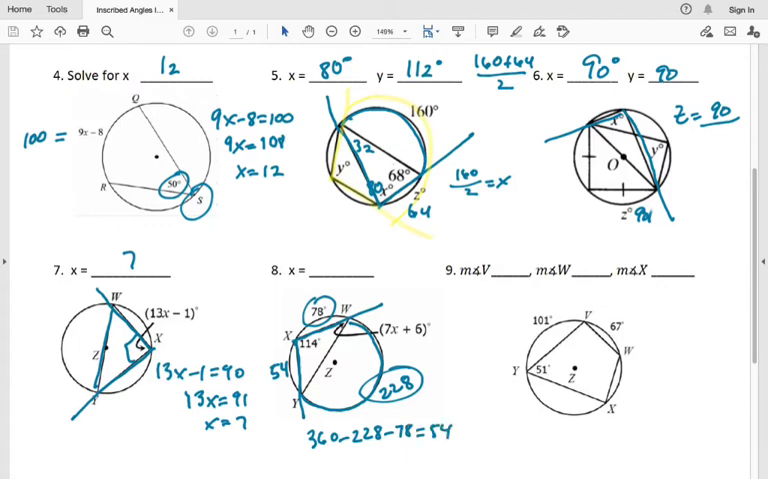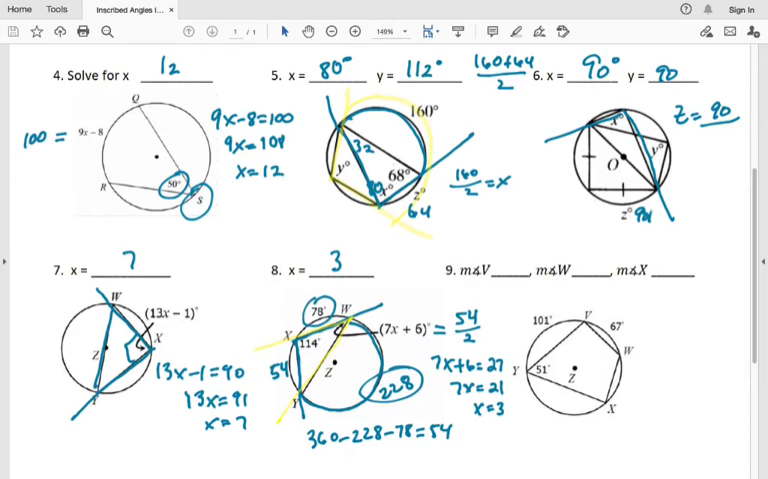And then this angle right here is an inscribed angle that's drawn to that 54. So that means that 7x plus 6 has to equal half as big as that 54. So I'll just write it like that. And now we can solve for that. So 7x plus 6 equals 27. 7x equals 21, so x equals 3.